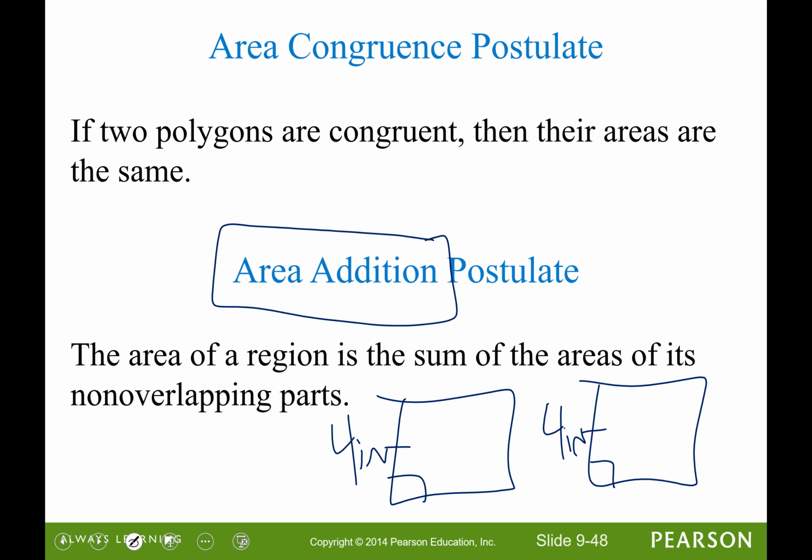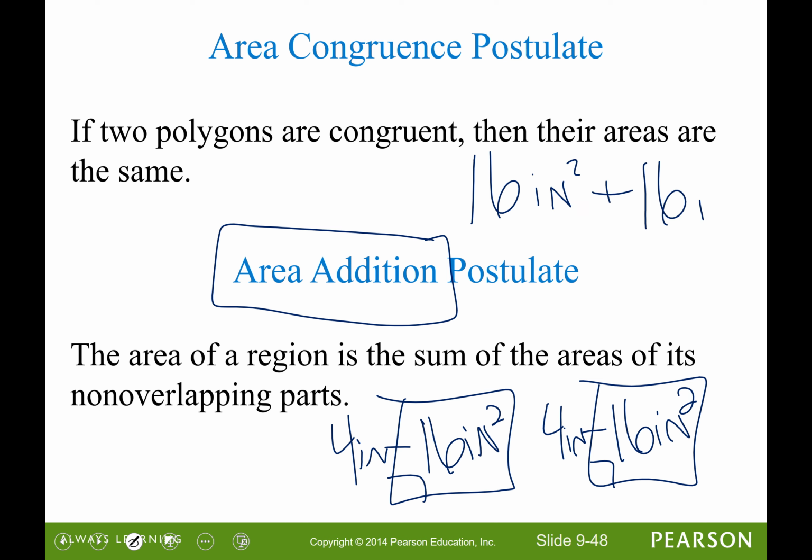That would make our first square 16 square inches, and our second square 16 square inches. And we can take 16 square inches and add that to the other 16 square inches. So those square inches follow the rules of addition, and 16 plus 16 is 32, and our units remain the same, square inches. And that is the rules of addition. Area follows those rules of addition.